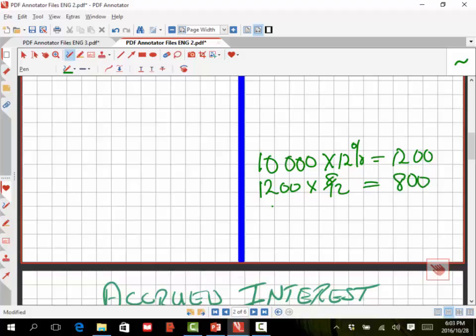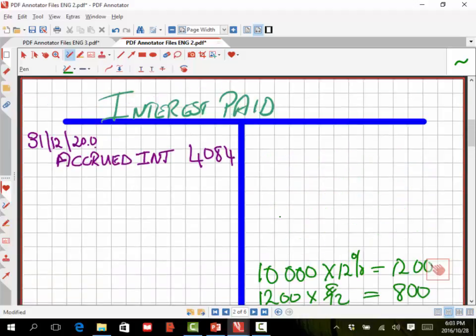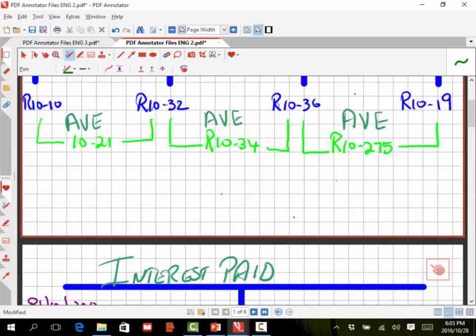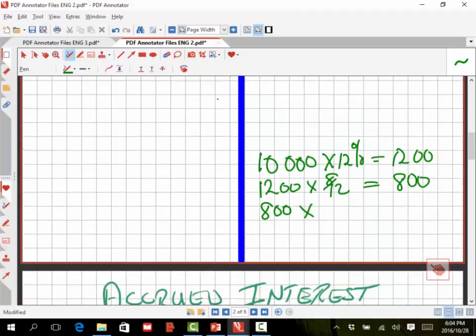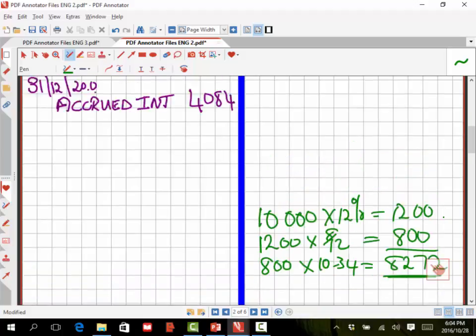and our answer here is then 800. Now that 800 is the interest that accrued evenly over the period, and as we said, because it is interest, we must make use of the average rate, which will be this one here. So that will be 1034, and we will use our 1034 calculation, and the interest that we calculate is then 8272. That is now the interest that will accrue for this period.